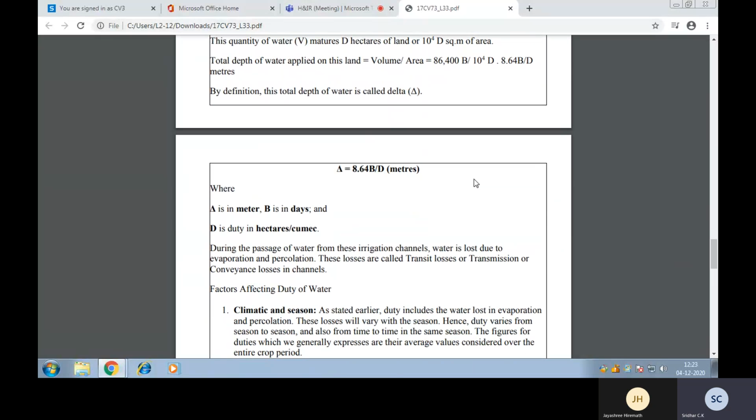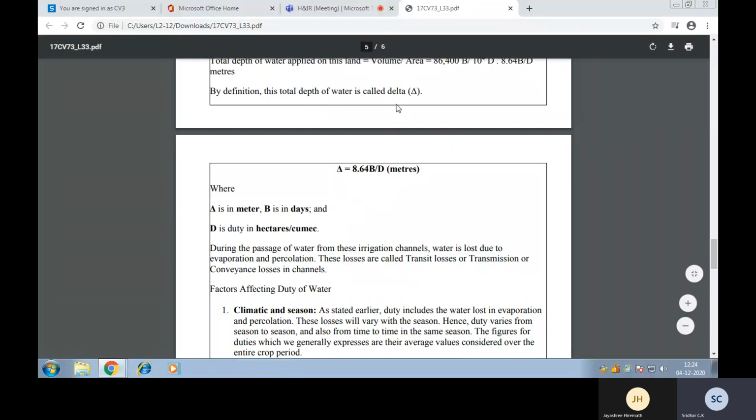So the total depth of water, expressed in terms of delta, is equal to 8.64 B by D meters. Therefore, this is the relation between duty and delta. Delta is the depth of water expressed in meters, B is the number of days, and D is expressed in hectares per cubic meter per second. So this is the entire calculation, and this is the very fundamental thing of how we can express it.